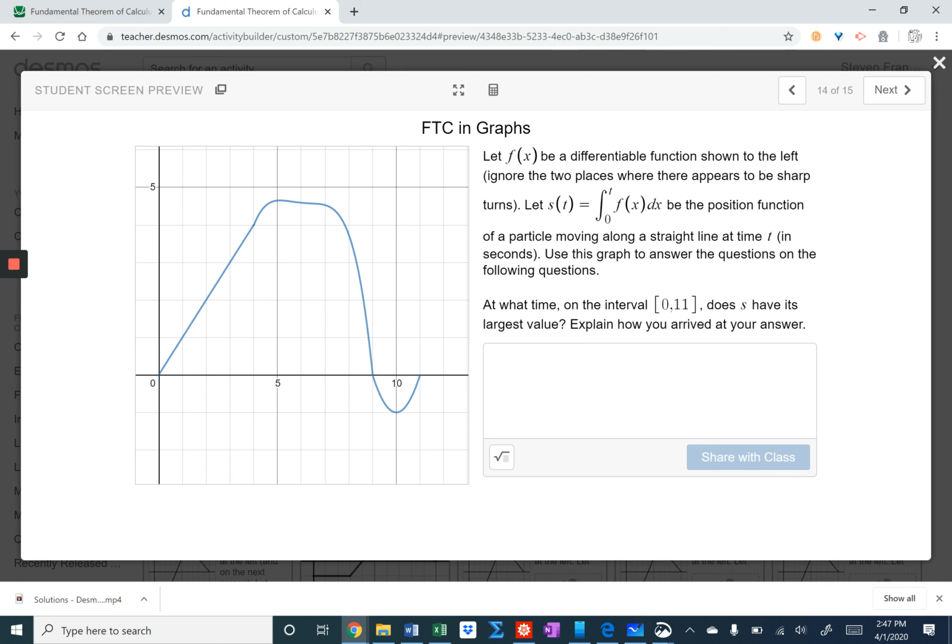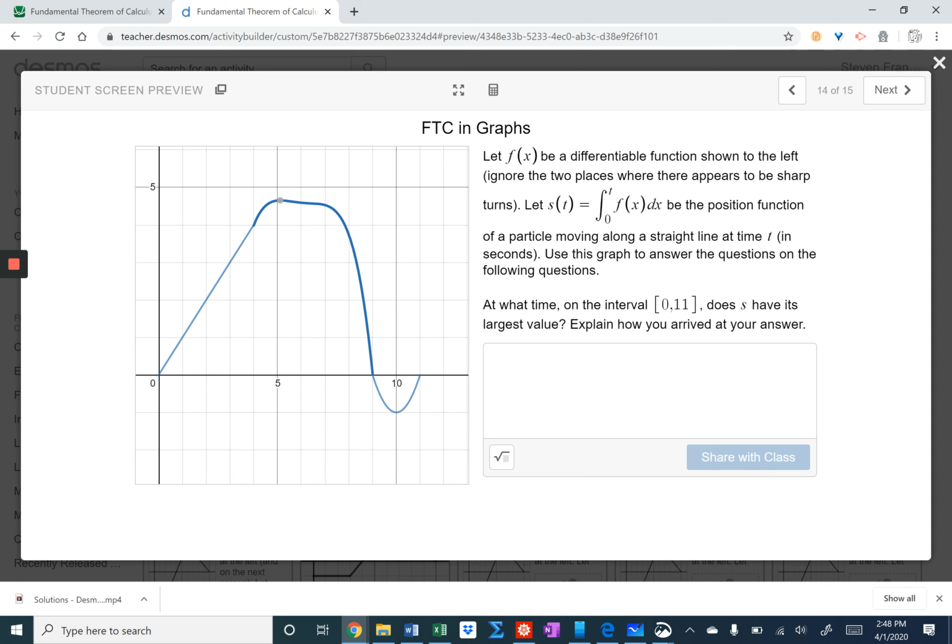So now, at what time on the interval from 0 to 11 does S have its largest value? Okay, so again, an absolute maximum is what we're looking for here, not a relative or local. So although the derivative, which is f, changes from positive to negative right here at 9, 9's a candidate, but you can't argue that that's where the maximum is going to be just because the derivative changes sign. That's a relative or local argument, not an absolute.